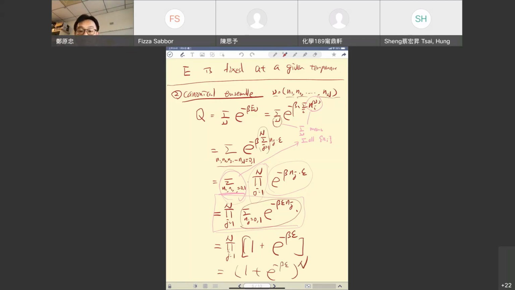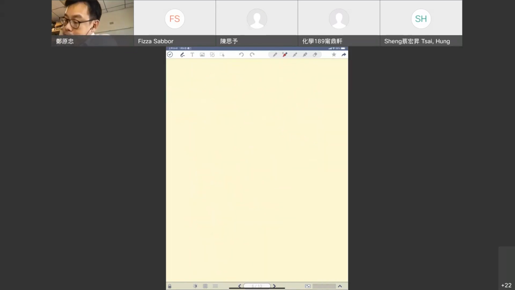This is Q. And we want to calculate the average energy. This average energy can be easily calculated from minus partial natural log Q over partial beta, in this case. The average energy in the canonical ensemble is calculated this way. Let's calculate natural log Q first. Natural log Q is natural log of 1 plus exponential minus beta epsilon to the Nth power. So take the natural log of this, and you have N natural log of 1 plus exponential minus beta epsilon.